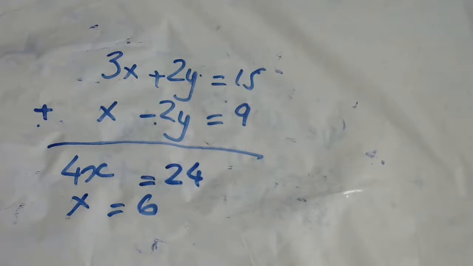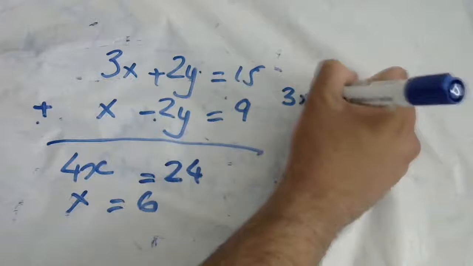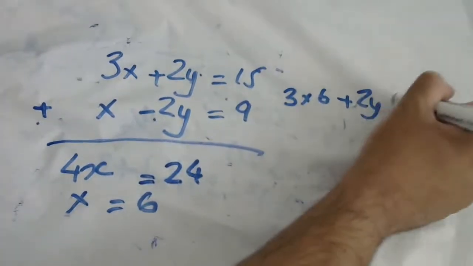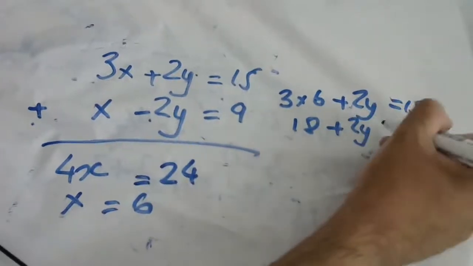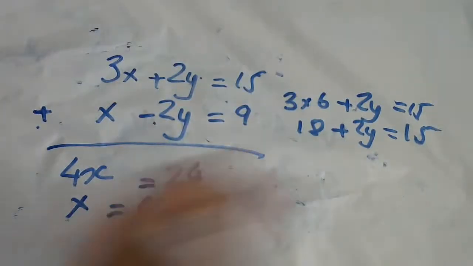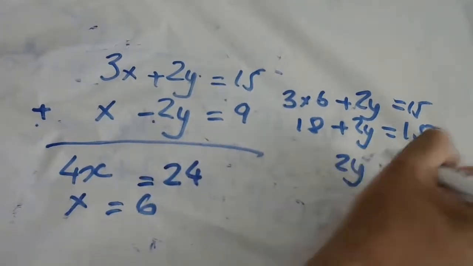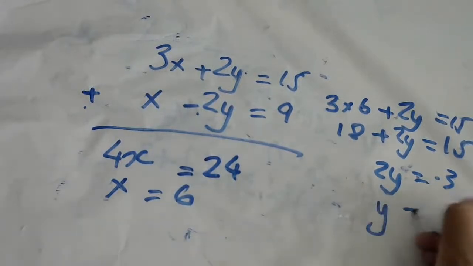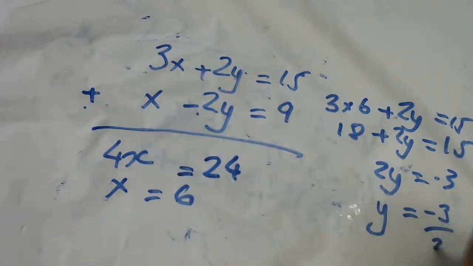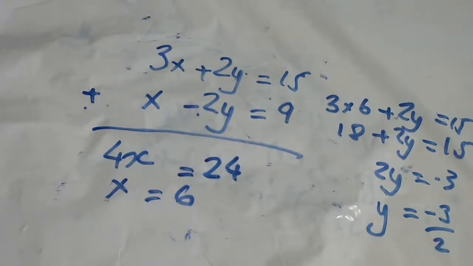All right? Now, what am I going to do? I'm going to take this and put it into one of the equations. I'll put it in the top one just because it's easiest to understand if I do it that way. So I'll put x is 6 into there. 3 times 6 plus 2y equals 15. What's 3 times 6? That's 18. 18 plus 2y equals 15. If 18 plus 2y equals 15, then 2y equals minus 3, just taking away 18 from both sides. Divide both sides by 2, you get that y is minus 3/2 or minus 1.5. So that was a slightly harder example, but the idea is the same thing.